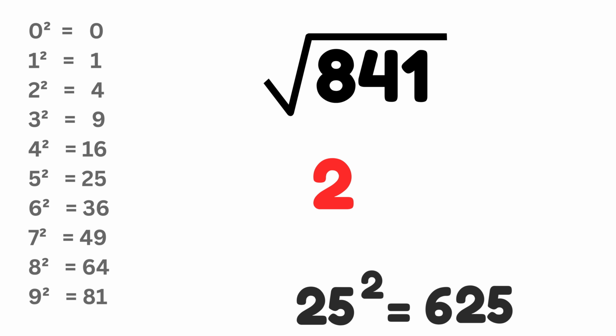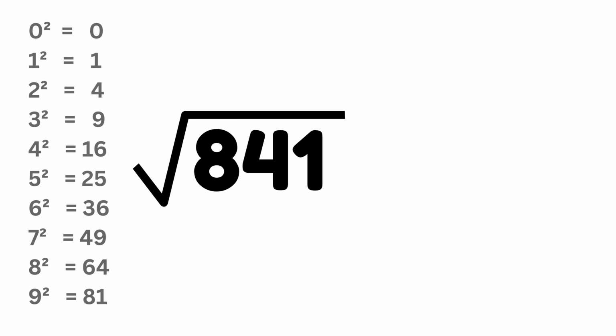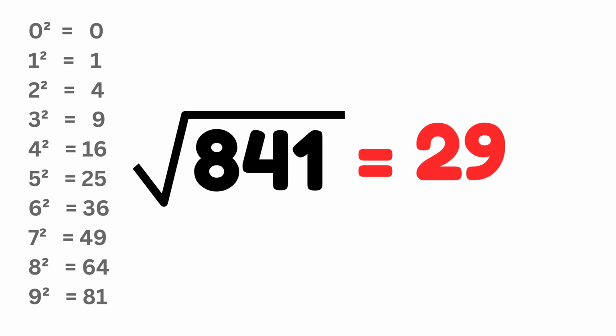Notice that 625 is smaller than 841. This means 25 squared is too little, so it must actually be the case that 841 is equal to 29 squared. We take the larger option of 9, meaning the square root of 841 is 29.